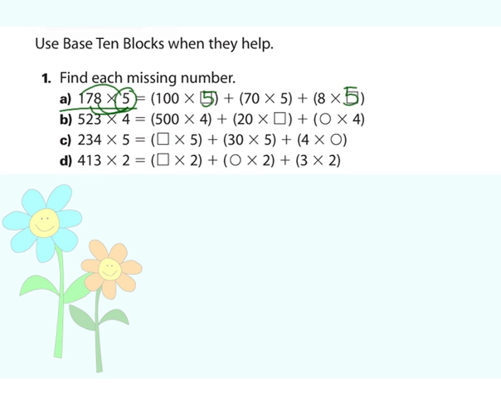Okay, let's look at D. So it's 413 times 2. So what are we multiplying in the 100 spot times 2? 400. Don't just put plain 4. It's 400 times 2. What are we multiplying the 2 by next in the tens? We're multiplying it by 10. So that's how you do question 1.